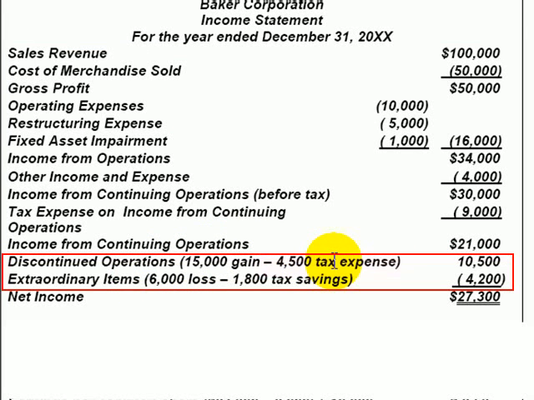Well, if the discontinued operations resulted in a $15,000 gain, then this would be taxable, and our corporation would have to pay taxes at a 30% rate.